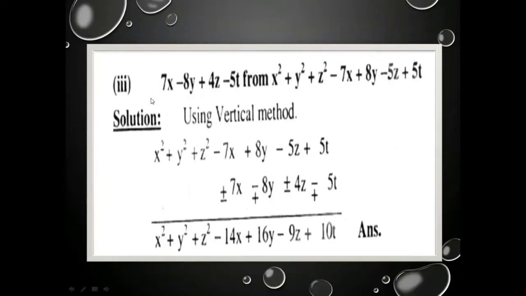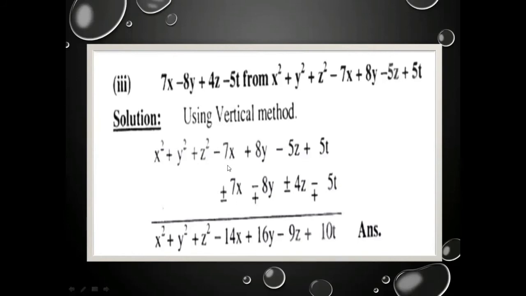Now part number 3 of the same question: subtract 7x minus 8y plus 4z minus 5t from x square plus y square plus z square minus 7x plus 8y minus 5z plus 5t. The instruction is the same, subtract, using the vertical method. We write the expression which is given after 'from' in the first position. Then write the expression which is given after 'subtract', taking like terms under the like terms.